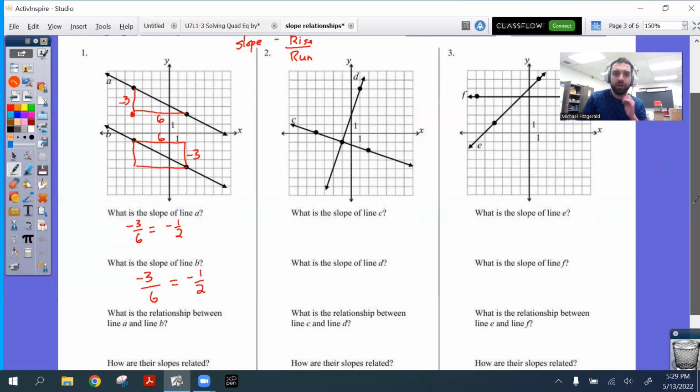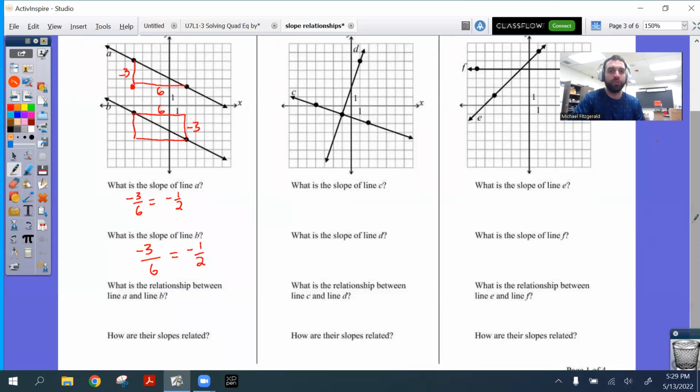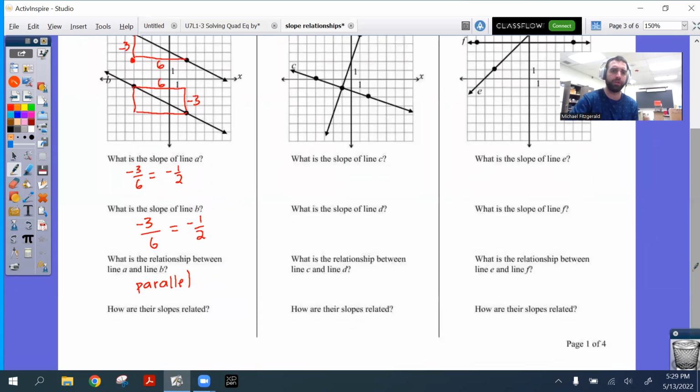And when lines have the same slope and they aren't on top of each other, like smushing together, they aren't equivalent lines, we call them parallel. So what do we know about parallel slopes? They are equal.